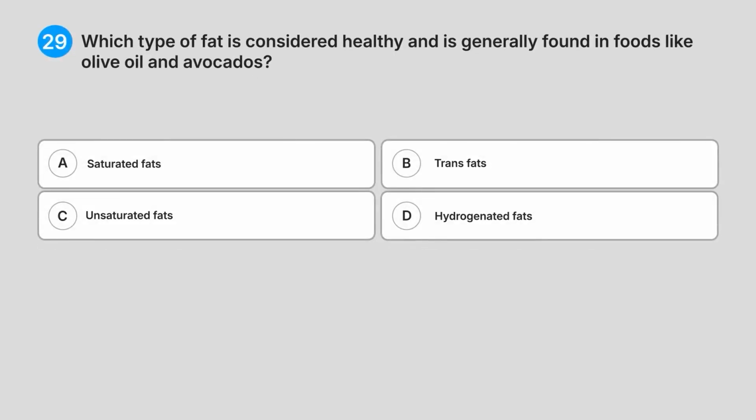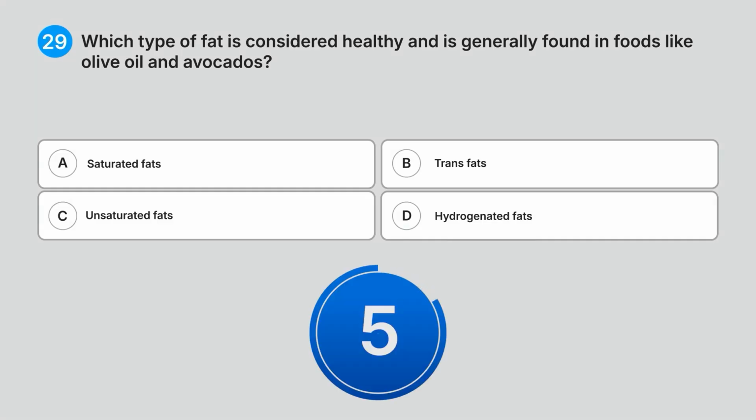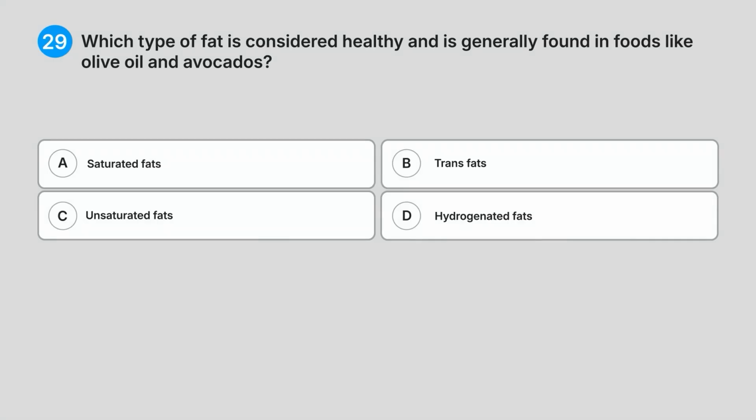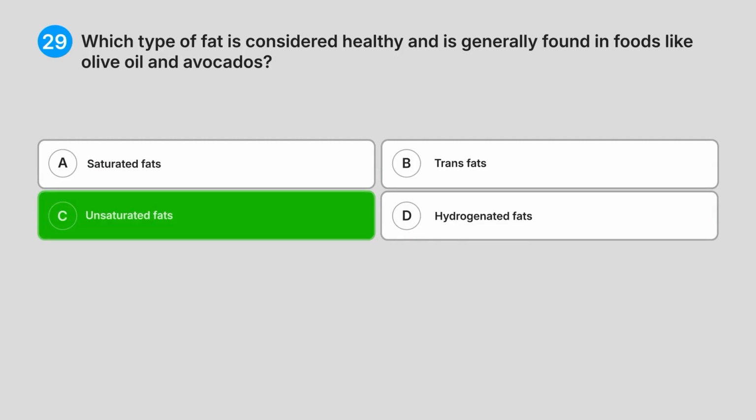29. Which type of fat is considered healthy and is generally found in foods like olive oil and avocados? A. Saturated fats. B. Trans fats. C. Unsaturated fats. D. Hydrogenated fats. Do you know the answer? Correct answer: C. Unsaturated fats.